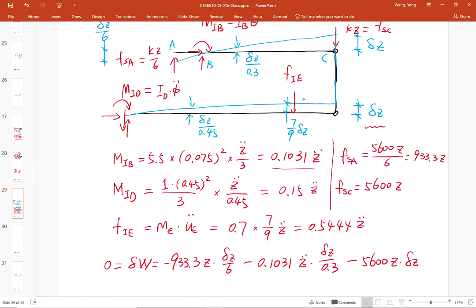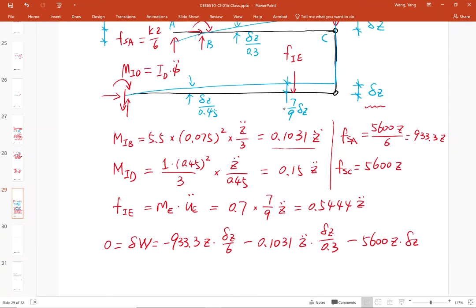The next is inertial force at E. So work is again negative 0.5444 Z double dot multiplying the distance that FIE does work along, which is 7 divided by 9 delta Z.